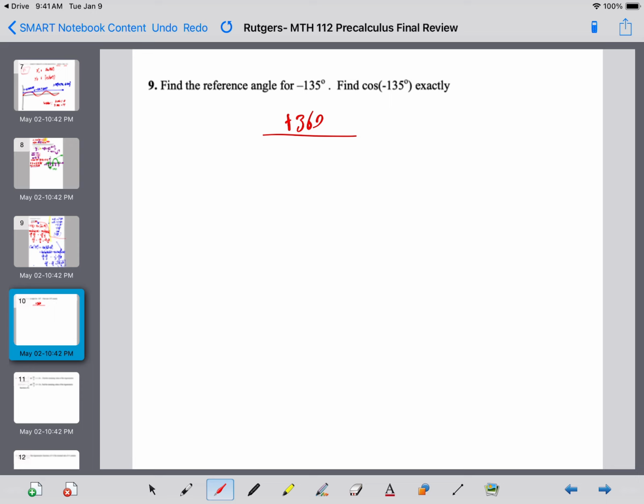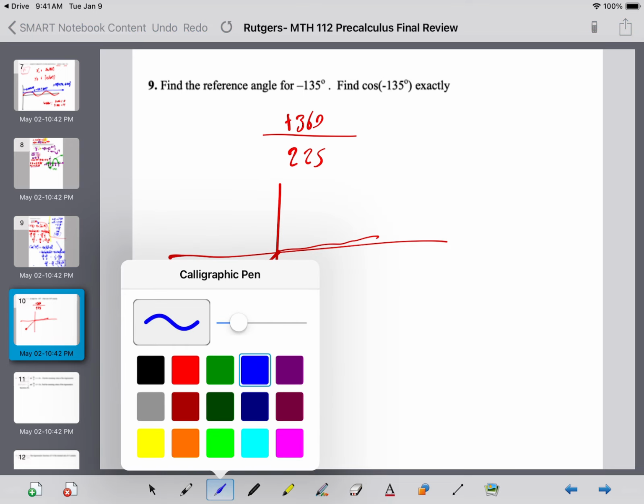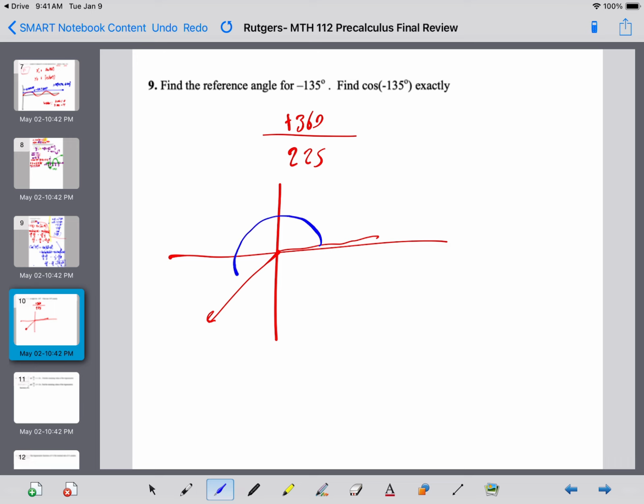360 minus 135 is 225. So 225 is between 180 and 270, so that's going to be right over here. If you drew your rotational diagram, that would be the 225. Or if you said negative 135, that would be going clockwise, right? Negative 135.